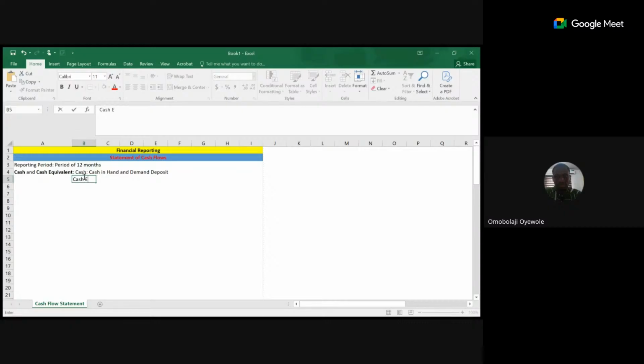We will now talk about cash equivalent. Now, cash equivalent simply means highly liquid, short-term investments that are readily convertible to known amounts of cash. Short-term, highly liquid investments. Okay, let me just write it. Short-term, highly liquid investments.